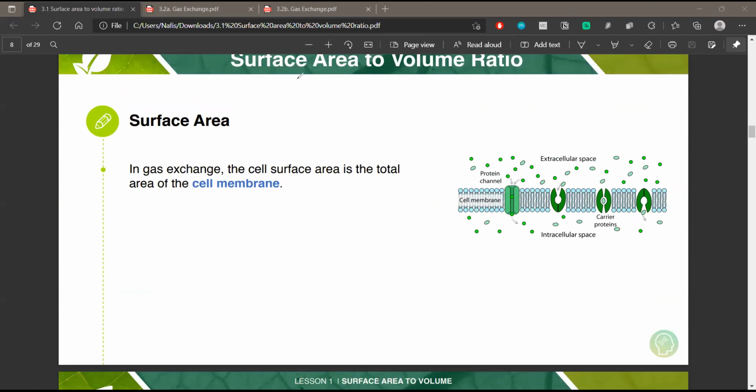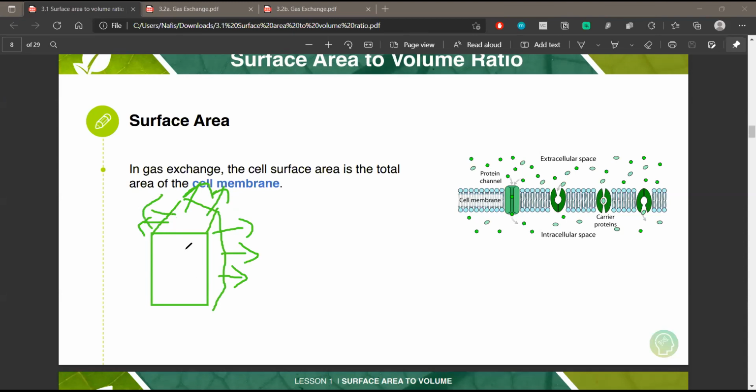Another experiment that you would normally do is the beetroot cube experiment, which I'm sure all of you have done previously. This is a terrible drawing of this cube, but remember we use this to assume a cell membrane. So as you can see, the cell membrane, the bit on the outside, is whatever is in contact with the external environment here.